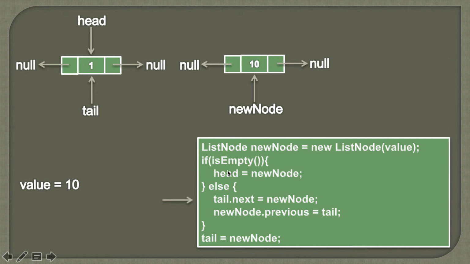Therefore in the first step, what we do is assign new node's value to tail next. Currently new node points to the node which we want to insert and tail dot next points to null. Therefore when we assign new node's value to tail next, it would look something like this.